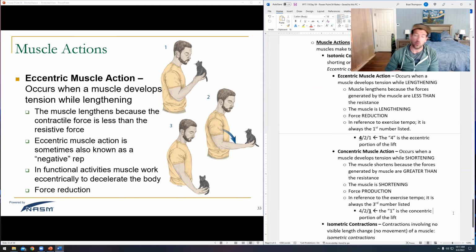So if I told somebody to do a 4-2-1 tempo and they're doing a shoulder press, right? They might do something like this. 1, 2, 3, 4.